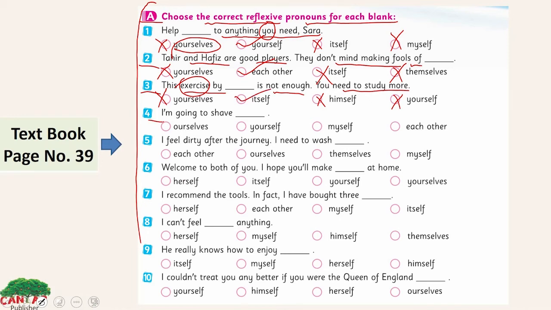The fourth one, "I am going to shave." I am, you can see the I am, you have a clue here. Not ourselves, not yourselves, not each other, yes, the myself here. The fifth one here, "I feel dirty after the journey. I need to wash." Yes, the clue here about reflexive pronoun, I need to, again I here. Yes, I need to wash myself. Choose the correct option for these remaining sentences by yourself.